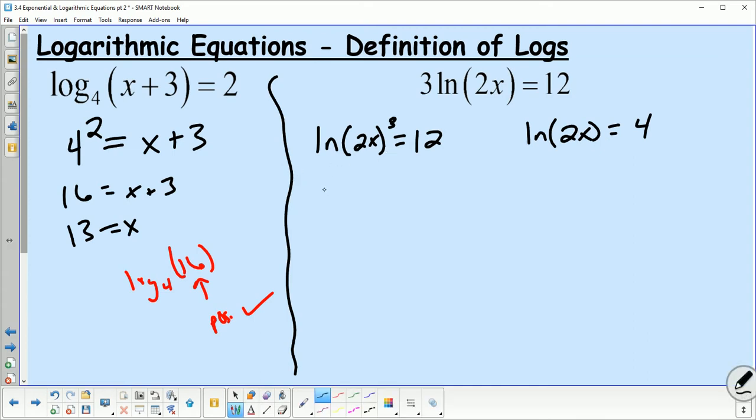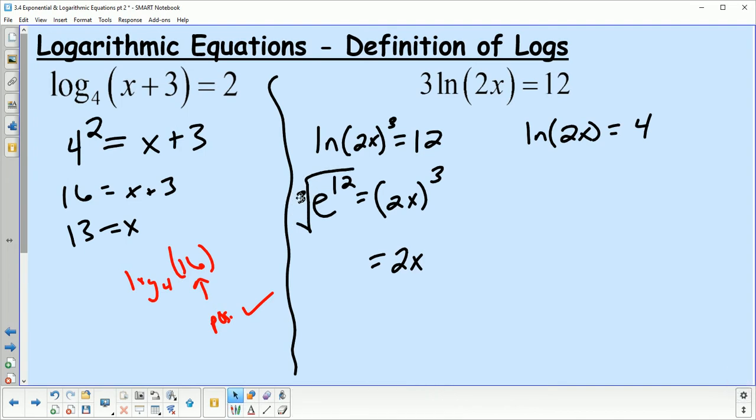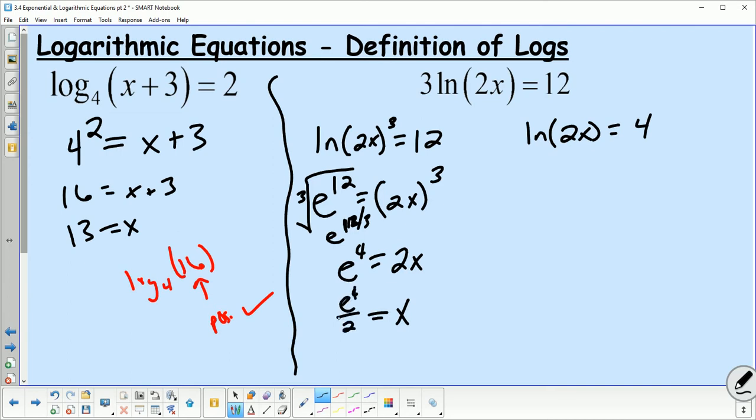If I put this into exponential form, I'm going to have my base of e to the 12th power equals 2x to the third. And then to solve this, we need to get rid of the cube here. So we're going to take the cube root of both sides, which would leave me with just 2x here. And if I take the cube root of this side, remember a cube root is really 1/3. So this is like saying e to the 12 over 3. And 12 over 3 is going to give us e to the 4th. And then we divide by 2, and so x is going to give us e to the 4th over 2.